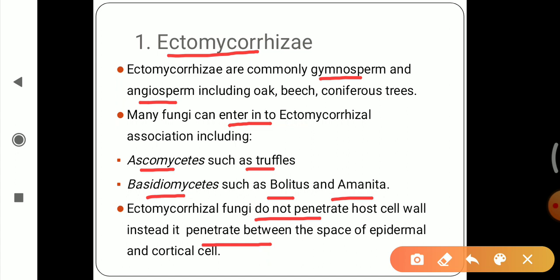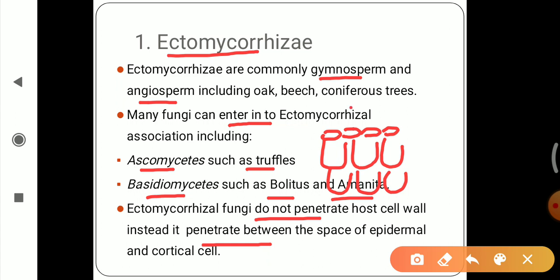As we know the plant root has this layer of epidermis, then the cortex. It will not penetrate the cell wall, but will penetrate between the spaces. From here it will penetrate, this is the epidermis, this is the cortex. The fungus root will penetrate in this way.